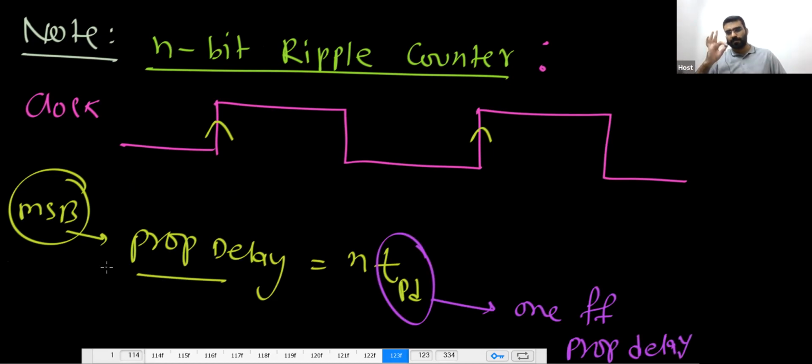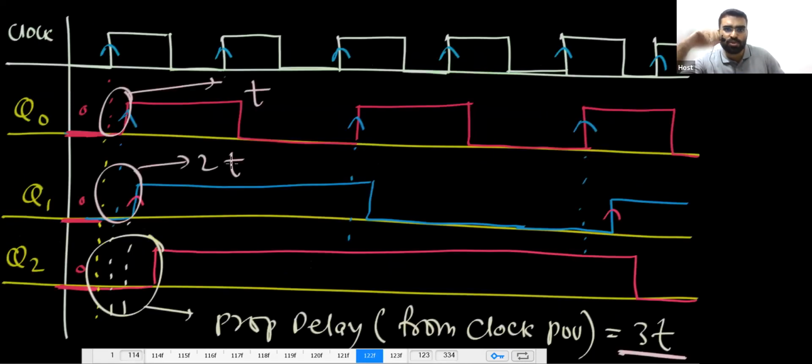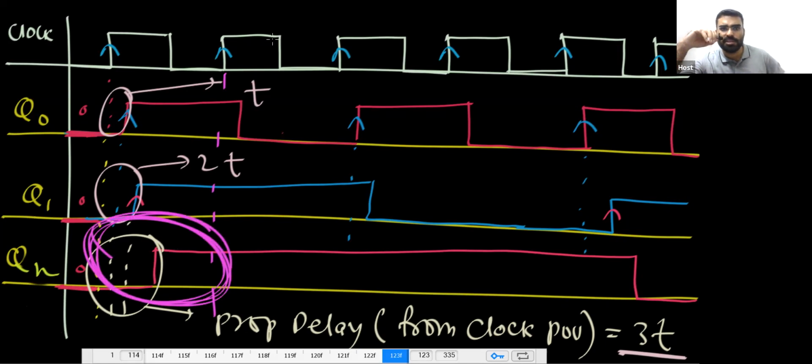Now, can you notice one more thing? This is closing in on the next positive edge. If you have Qn, let's assume a very big number, then what will happen? This propagation delay will almost cross this boundary, the next clock. Yes or no? Because the propagation delay is continuously increasing.